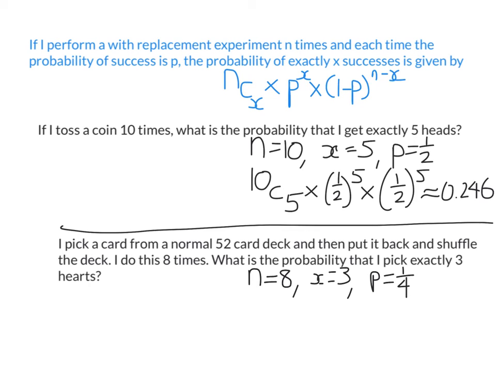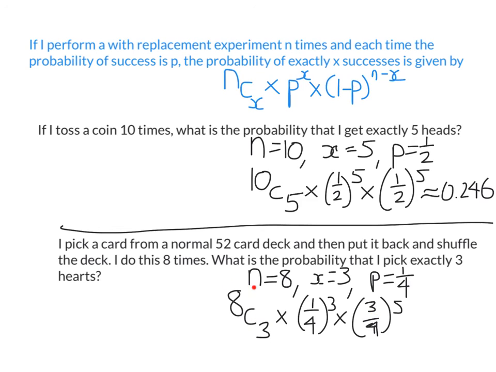So the probability I get exactly 3 hearts is nCx times p to the power of x times 1 minus p. So 1 minus a quarter is 3 quarters to the power of 5. So this is saying I get 3 hearts. That's the probability I get 3 hearts. This is the probability I get 5 not hearts because the probability of not picking a heart is 3 quarters.